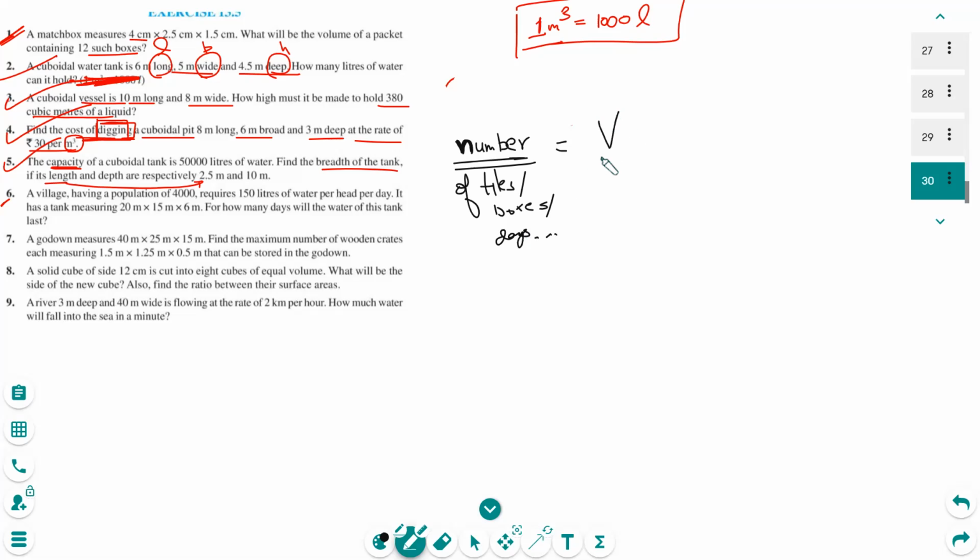So if you have to find the number of something, number of tiles, boxes, days, and so on, just divide the bigger volume by the small volume. Do you remember this formula? I told you this in grade 8th as well, right?